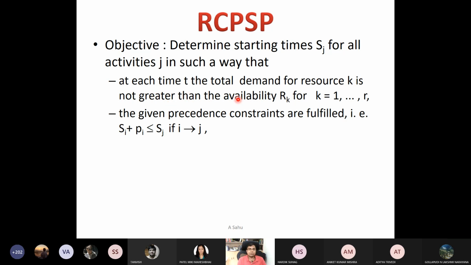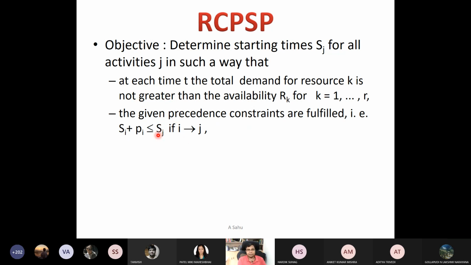At each time t, the total demand of resource k is not greater than the availability of Rk. This is the resource constant. That means, in the case of regular CPU scheduling, CPU usage should not exceed 1. In general you calculate CPU resource from 0 to 1, so it needs to be less than or equal to 1.